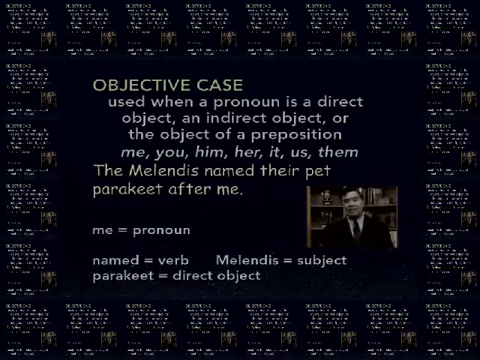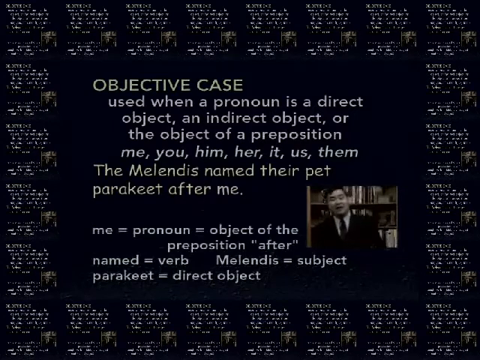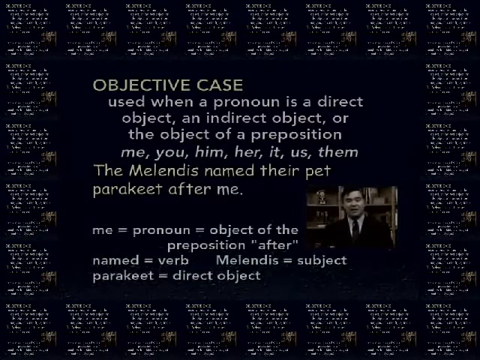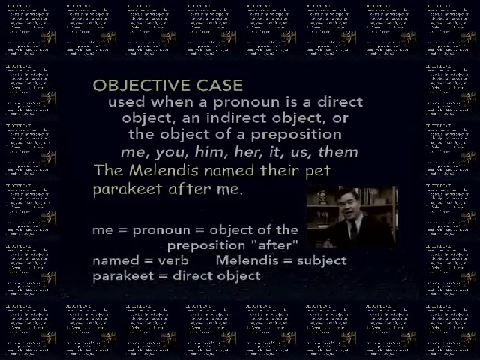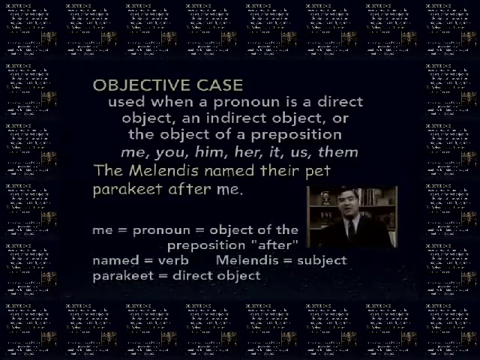What's the role of the pronoun me? How does that fit into the sentence? In this case, the pronoun me is the object of the preposition after. We have a prepositional phrase in this sentence, after me. After is the preposition. Me is the object of the preposition. And because the pronoun is being used as the object of a preposition, it should be in the objective case, as it is. So these 3 sentences illustrate the 3 different ways that an objective case pronoun ought to be used: as the direct object of the verb, the indirect object of the verb, or the object of a preposition.